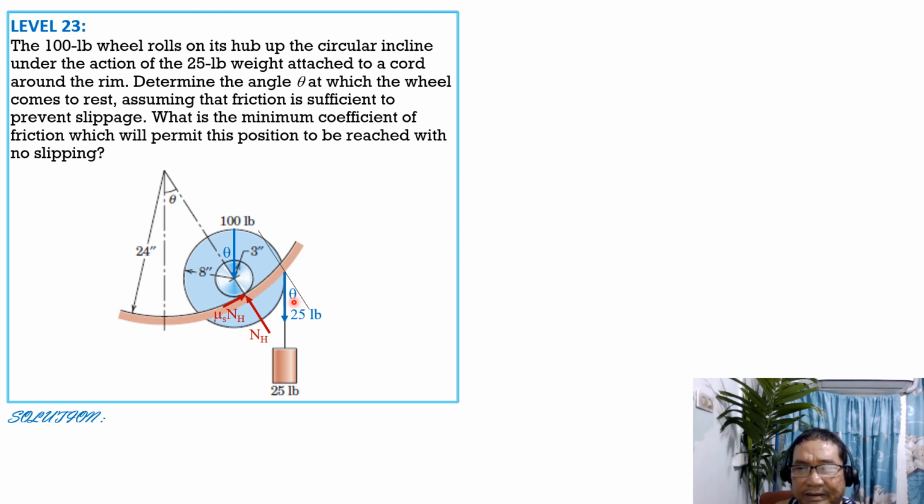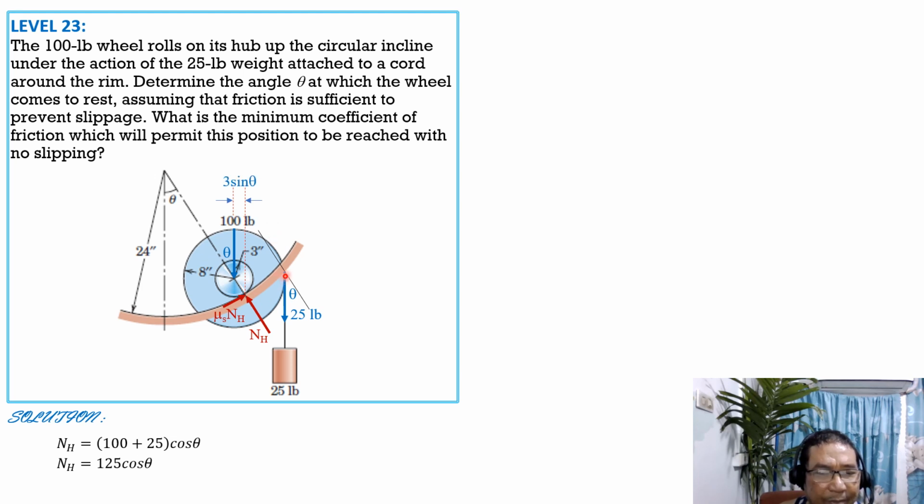Then for the normal reaction, summation forces normal equals 0. So N sub H equals the normal component of 125 combined, 100 plus 25, cosine of theta. So N sub H is equal to 125 cosine of theta. Then for the distance between the 100 pounds and this point here, because the radius is 3 inches and the angle with the vertical is theta, that distance is 3 sine of theta.